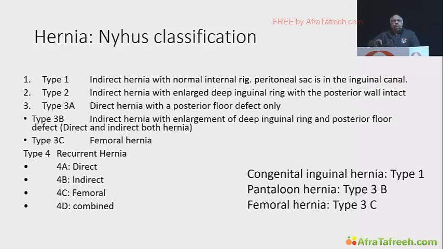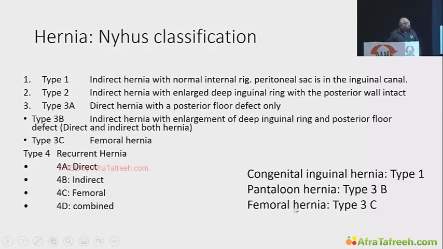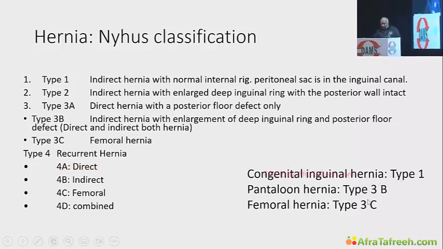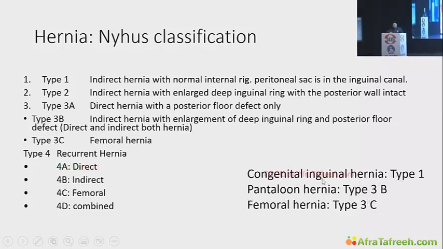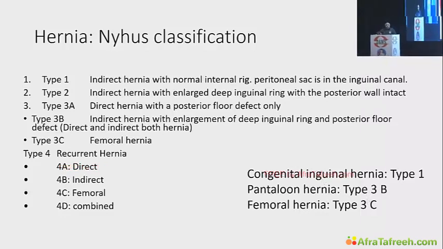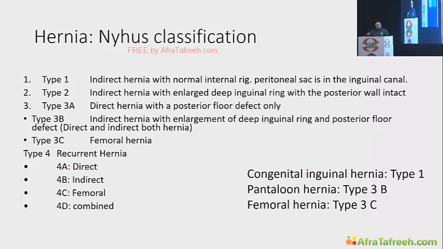Now, this is what you have to remember, only this part. These are the MCQs. Congenital inguinal hernia is type 1, pantaloon hernia is 3B, and femoral hernia is 3C. This is what they have asked. This has been asked earlier also. So Nyhus, just to revise, there are 3 main types. 4 is recurrent, we can skip that. So 1 is an indirect hernia with normal internal ring. Also congenital hernia is type 1. 2 is an indirect hernia.